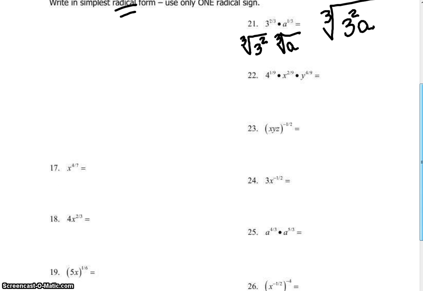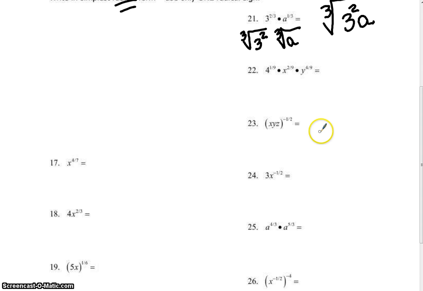So looking at number 22, they're all the 9th root, okay? So we've got the 9th root of 4, because it's 4 to the 1st, x squared, because it's x to the 2/9, and y to the 4th, because it was 4/9. And that's your answer.